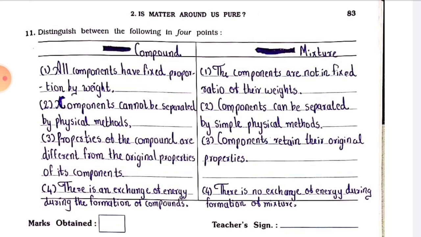Next, mixture. Point number 1. The components are not in fixed ratio of their weights. Number 2. Components can be separated by simple physical methods. Point number 3. Components retain their original properties. Point number 4. There is no exchange of energy during formation of mixture.